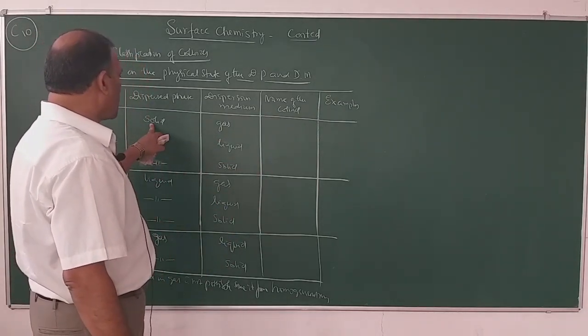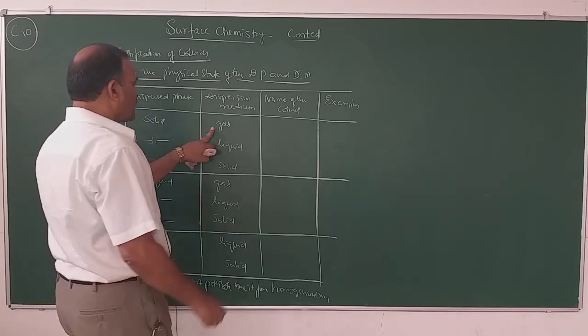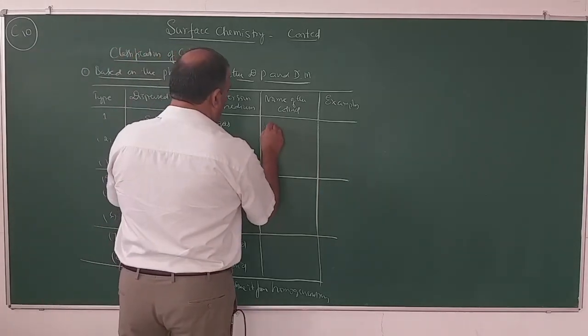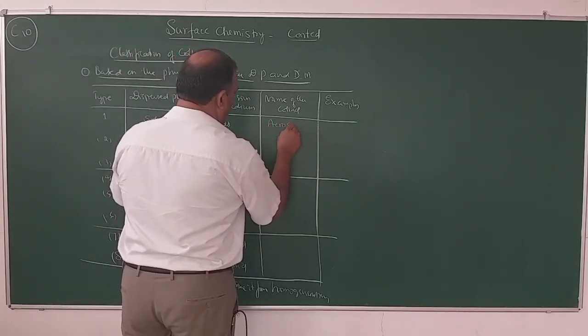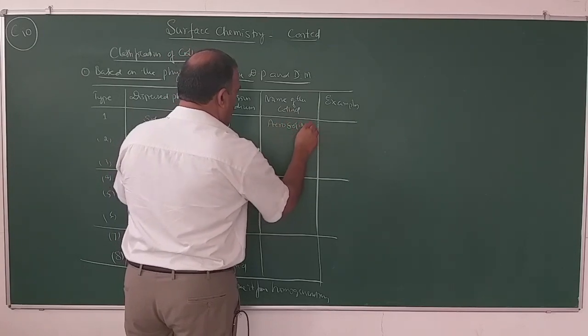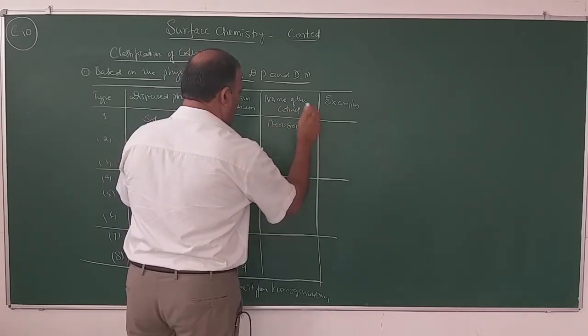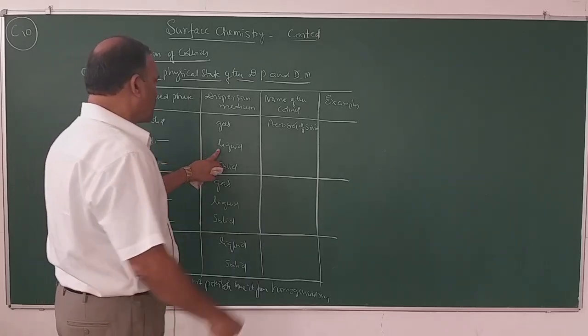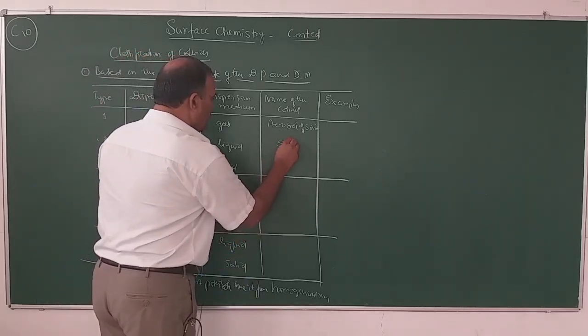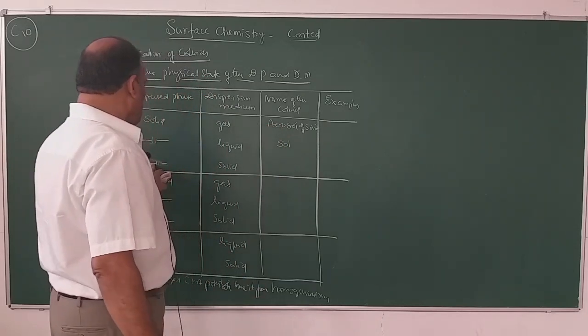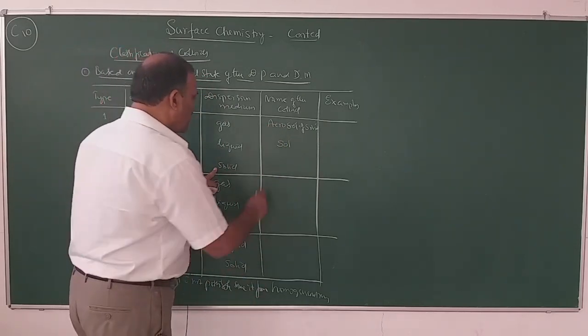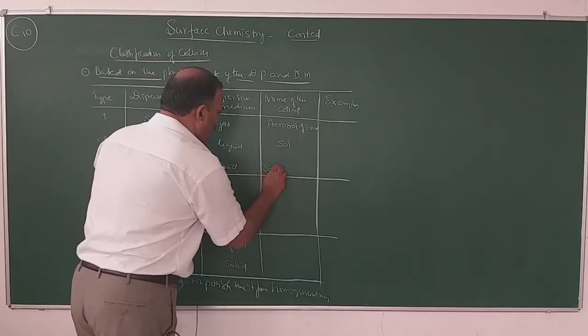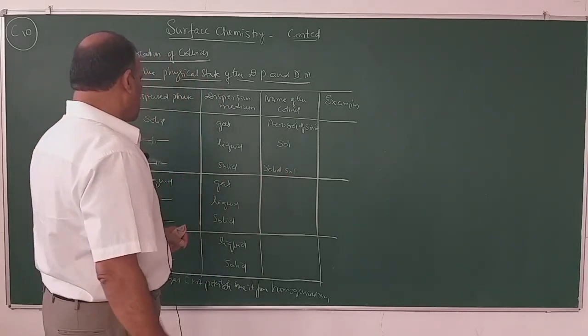So now coming to the name of the colloid. If a solid is dispersed in gas, it is called aerosol. Aerosol of solid, I can call it as aerosol of solid. If solid is distributed in liquid, it is simply called sol. If solid is dispersed in solid, it is called solid sol.